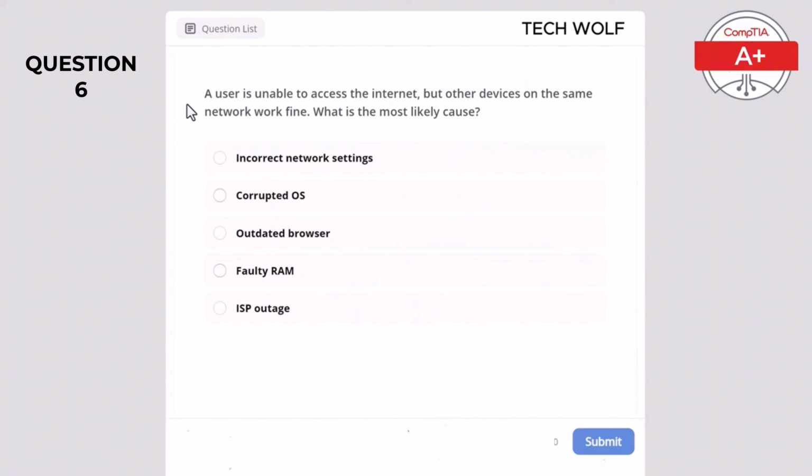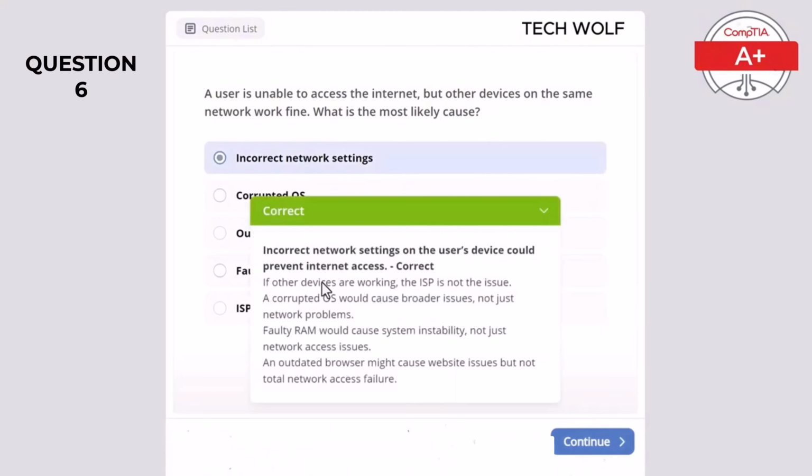Question number 6. A user is unable to access the internet, but other devices on the same network work fine. What is the most likely cause? Incorrect network settings, corrupted operating system, outdated browser, faulty RAM, or ISP outage. And the correct answer here is incorrect network settings, as incorrect network settings on the user's device could prevent internet access.